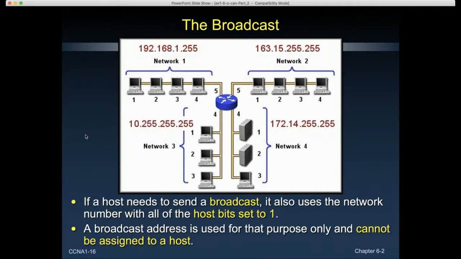If a host needs to send out a broadcast, it uses the network number and that special reserved value, all the host bits set to 1. Like on our common network, 192.168.1, the broadcast address will be 192.168.1.255, which is binary all ones. So I can't assign that to a host. It's reserved for the broadcast function only.